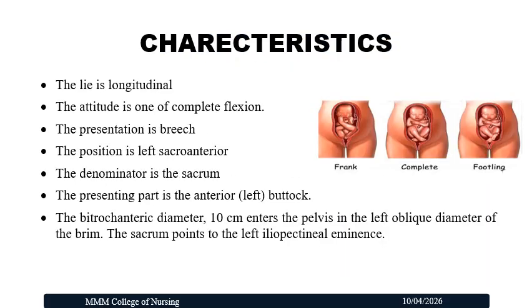Characteristics are: lie is longitudinal, attitude is one of complete flexion, presentation is breech, position is left sacro-anterior, denominator is sacrum, presenting part is anterior left buttock, and the diameter is bitrochanteric diameter, that is 10 cm, which enters the pelvis in the left oblique diameter of the brim, and the sacrum points to the left iliopectineal eminence.